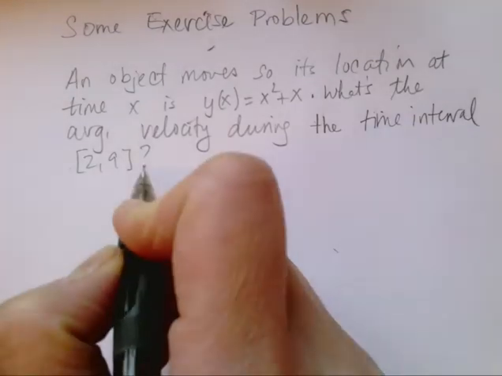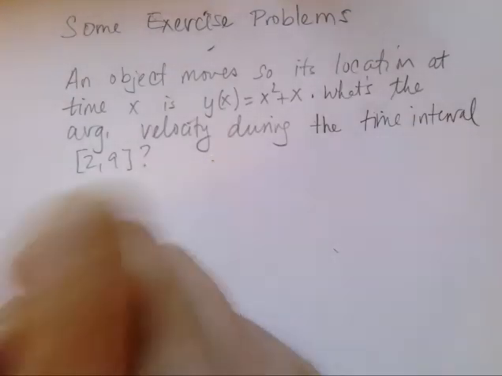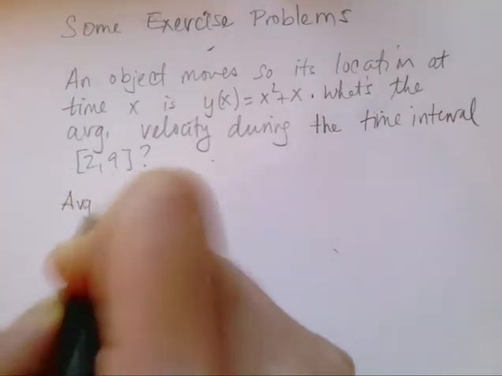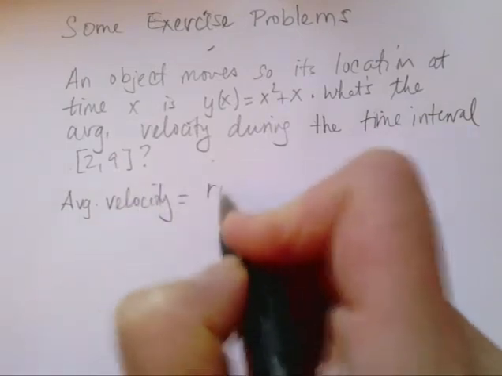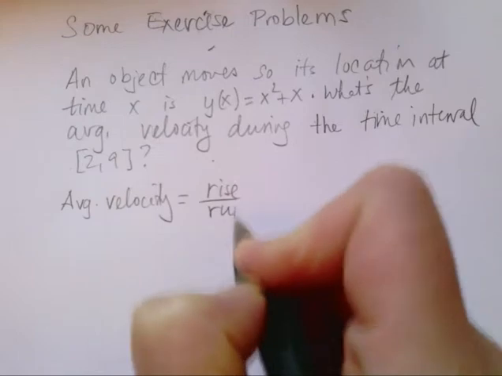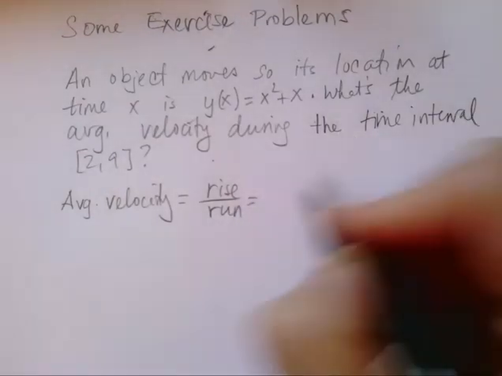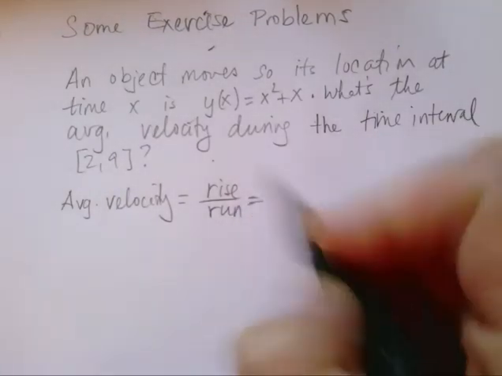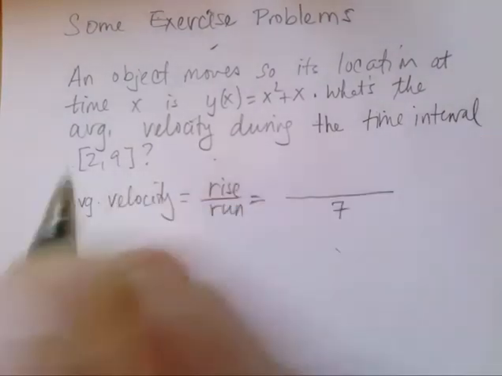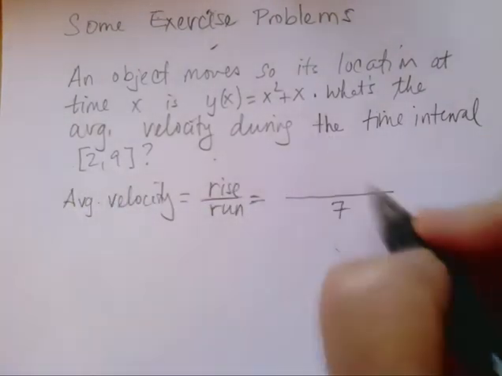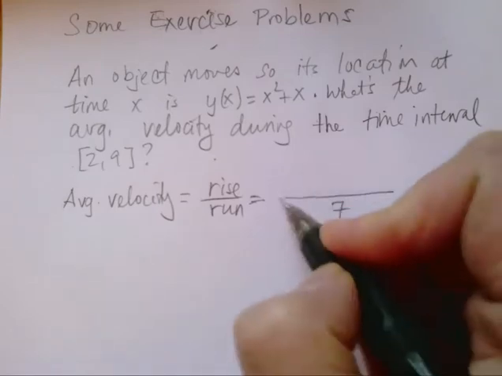Okay, so hopefully that was enough time for you to read it. What is average velocity? That's rise over run. And the easy thing is the run, which is just 7. That's 7 seconds that have passed by.